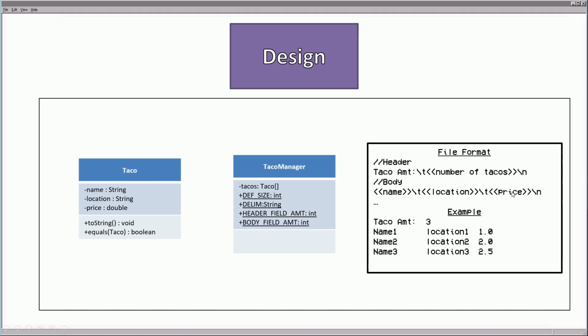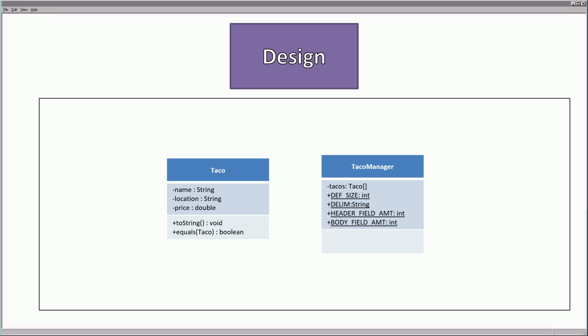Now the header is separated by one tab, and this indicates that it has 2 fields. This field right here, and then this field here. Similarly, the body has 2 tabs, which indicates that it has 1, 2, 3 fields. Both the header field amount and the body field amount are also constant values, so we just define them as constants.